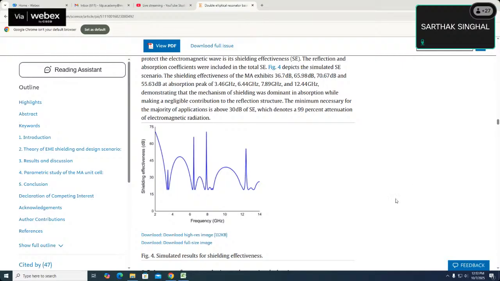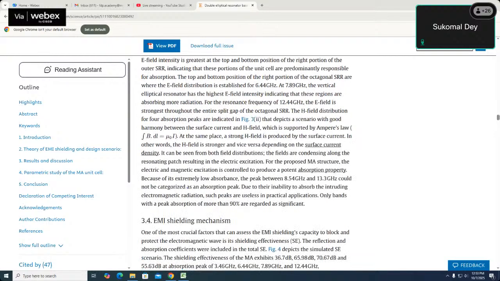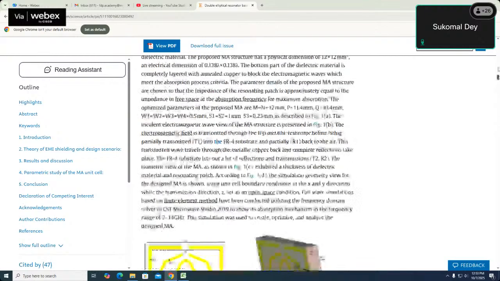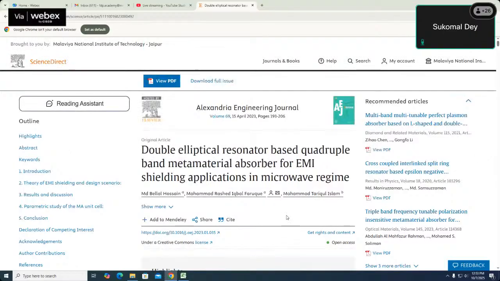Okay, sir. No issue. Let me go through the paper and then probably I will be able to comment on it, because it is not ethically right to comment just like that without reading the paper. If you can scroll up, if I see the title of the paper, I can also download and see. Double elliptical resonator based quadruple band metamaterial absorber for EMI shielding applications.